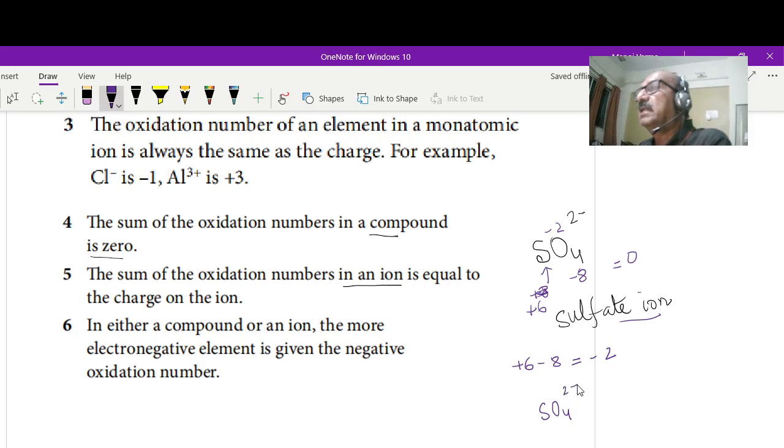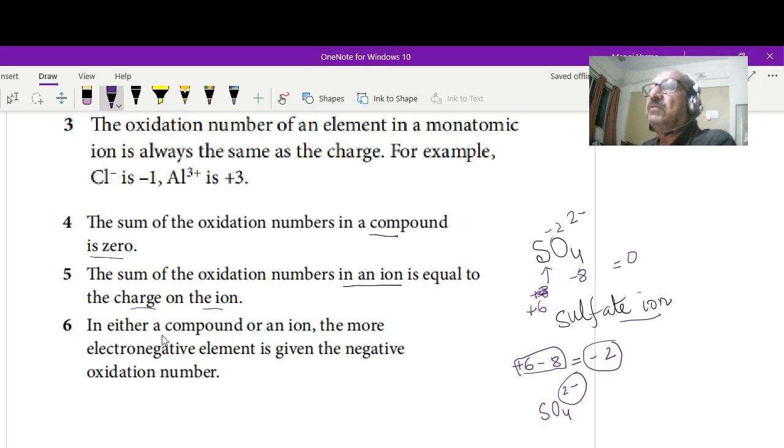SO4 2 minus. So the sum of the oxidation numbers in an ion is equal to the charge on the ion. So the charge on the ion is 2 minus. So the sum of the oxidation numbers should be equal to the charge on the ion. So I hope you understood this.